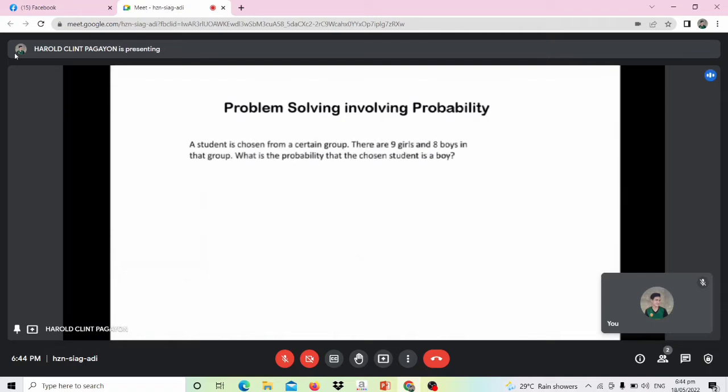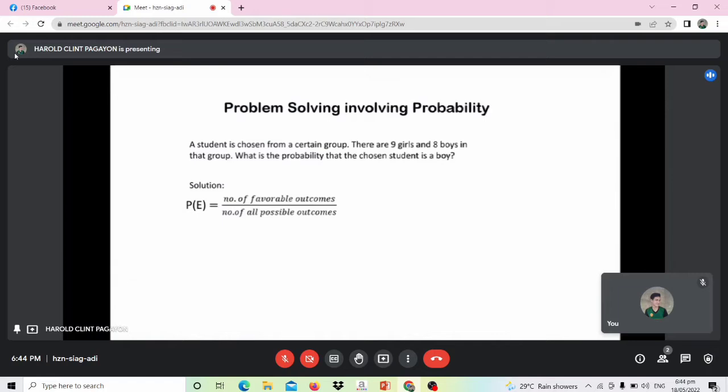So I have here a sample problem. I will read it first. A student is chosen from a certain group. There are 9 girls and 8 boys in that group. What is the probability that the chosen student is a boy? So, solution.